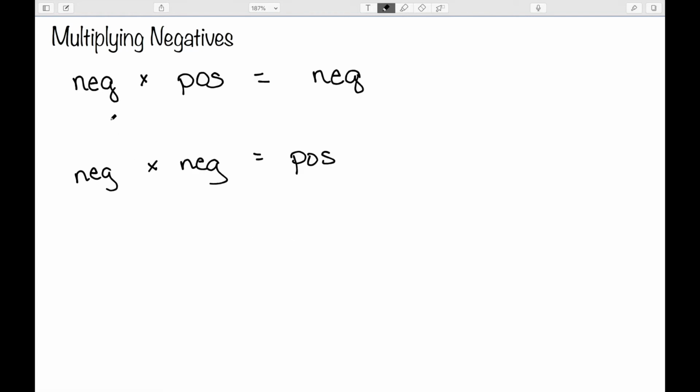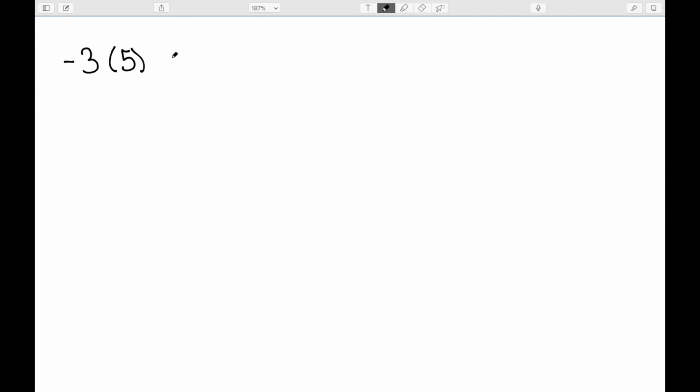When multiplying negatives, a negative times a positive is negative, and a negative times a negative is positive. So let's do a few examples before we talk about why this is true. If we wanted to do negative 3 times 5, 3 times 5 is 15, and since we have one negative, one positive, negative 15.